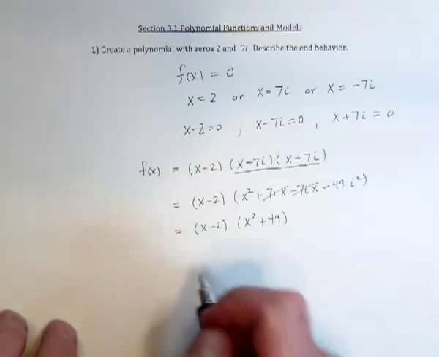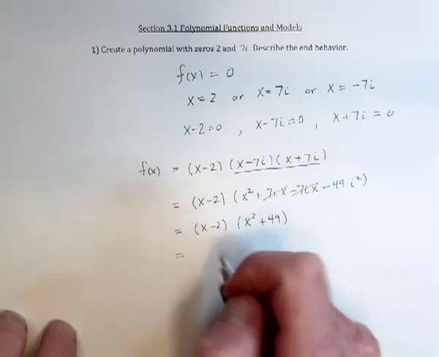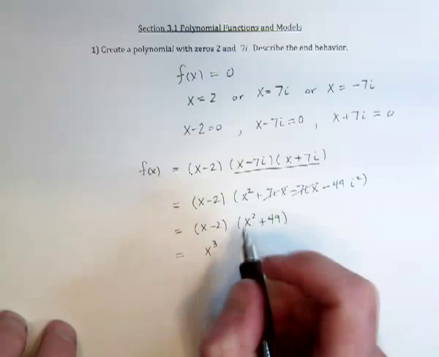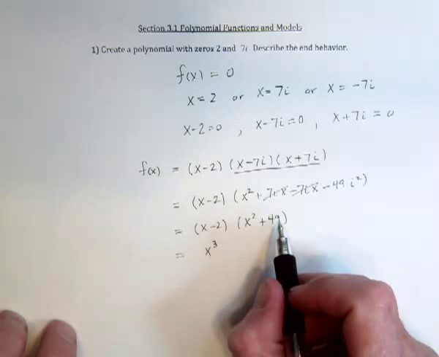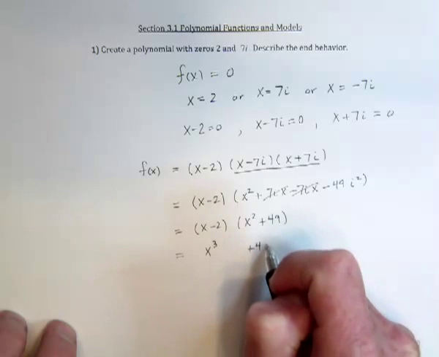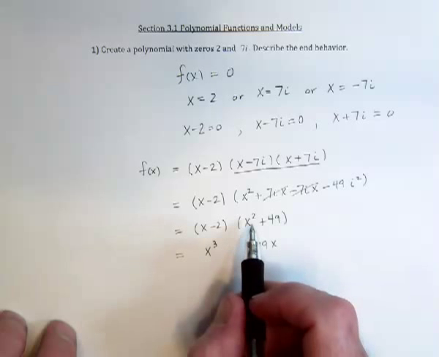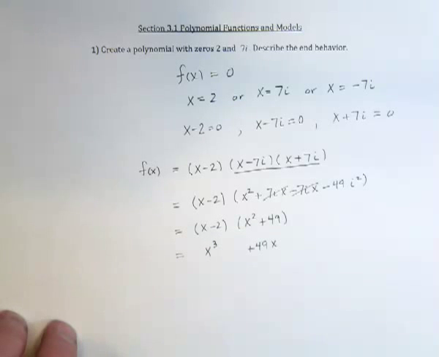And once again, distribute, so multiply through by this x. So there's going to be x times x squared is x cubed. And an x with a 49 is going to be a positive 49x. I left some space because I know there's going to be an x squared term and I want to be able to put them in order. x cubed first and then x squared.